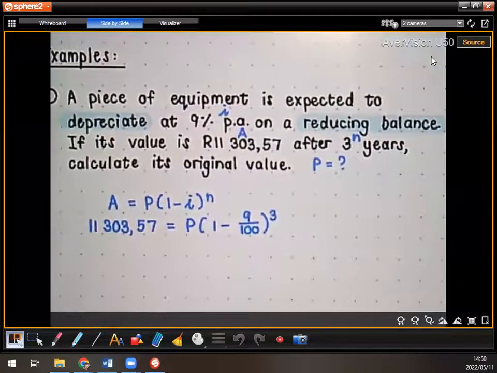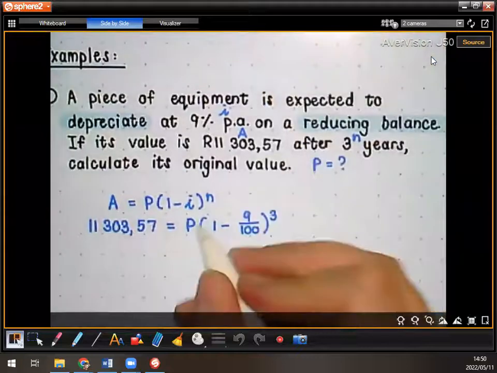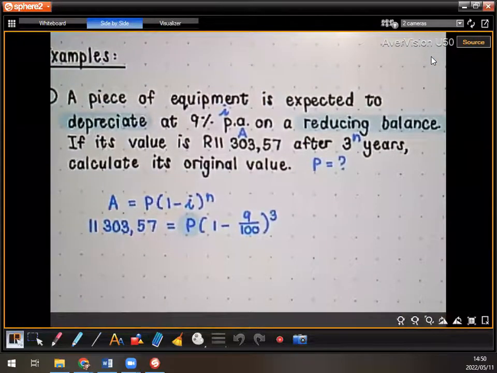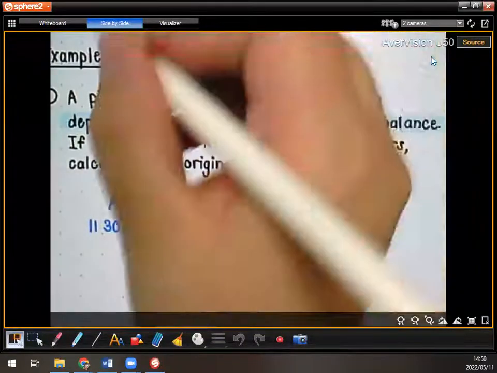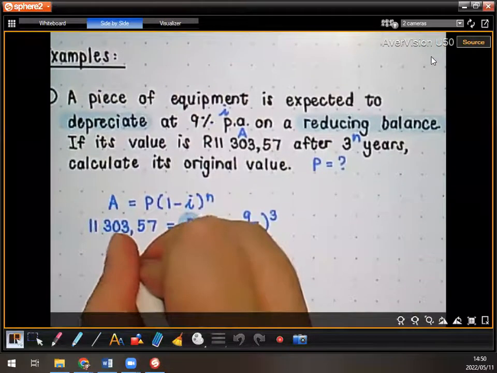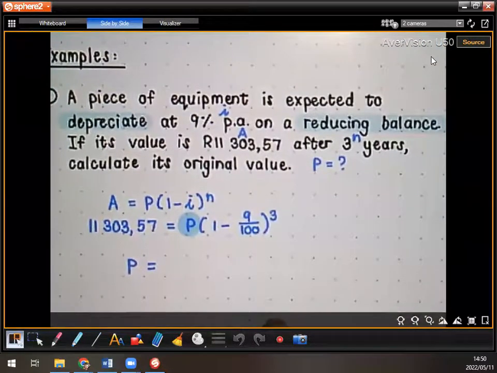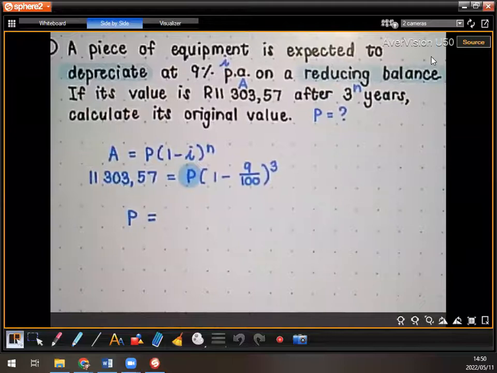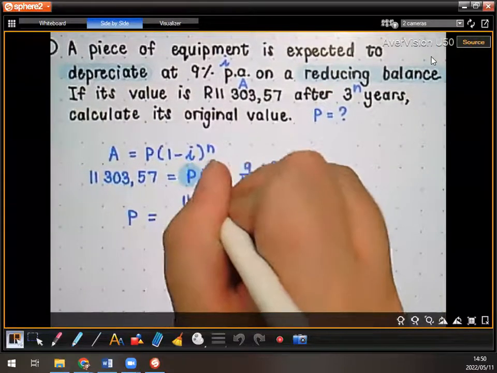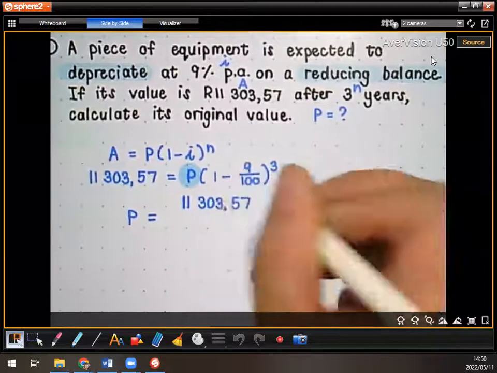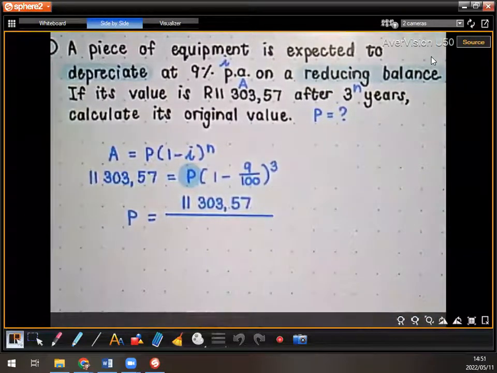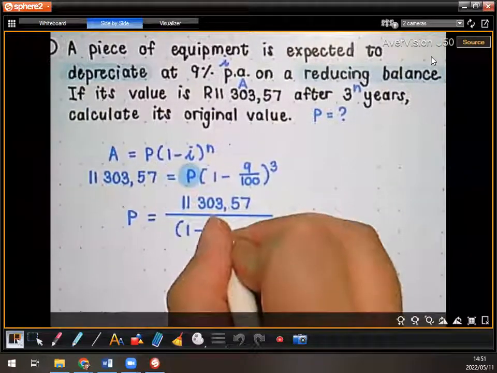That's fine. Now guys, if we need to get P on its own, this is what I'm solving for. Do we notice that P is in front of the bracket? I'm multiplying P by this bracket. Basically, I need to move this whole bracket to the other side. What's the opposite of multiplying by a bracket? Dividing by it. So that's what we're going to do. P is equal to 11,303.57 divided by that whole bracket. You don't have to write the step down, but this is the first example, so please do write it down.